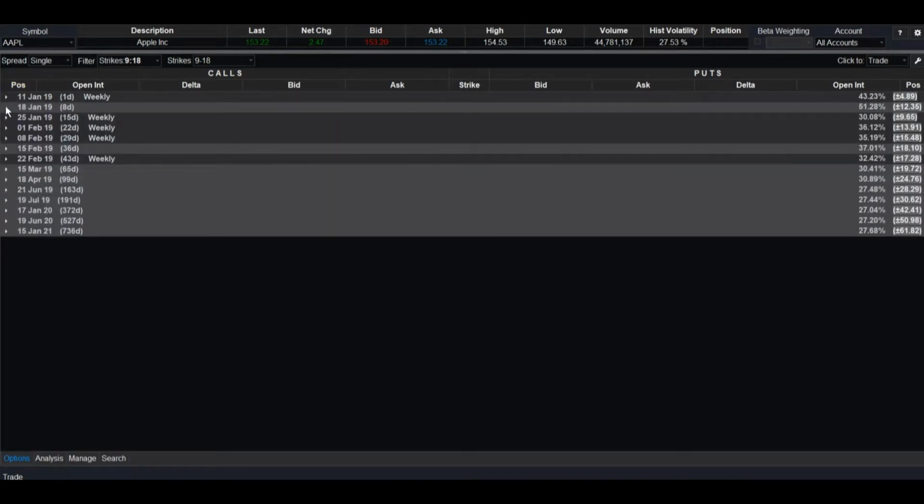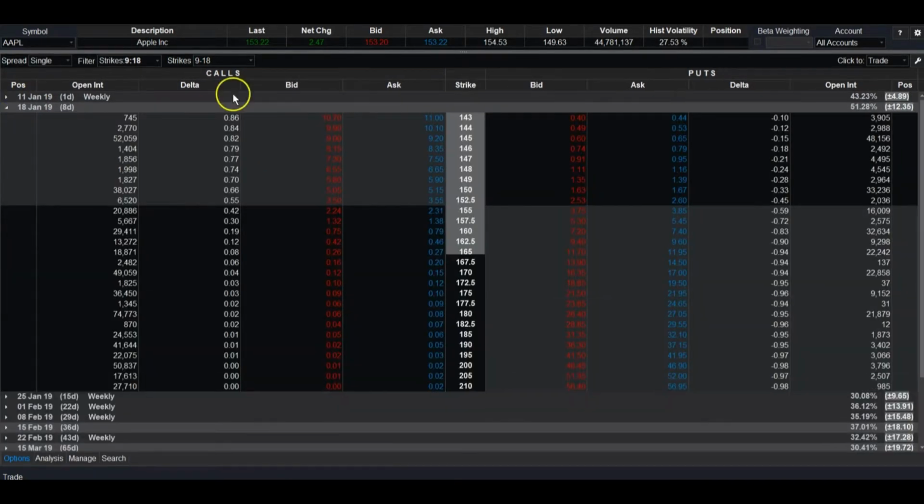Alright? If we went to January 18th expiration, the same $150 call would be $5.15. Multiplied by 100 would be $515 per contract. We can buy as many contracts as we would like. So it's always important to remember these are sold in contracts.